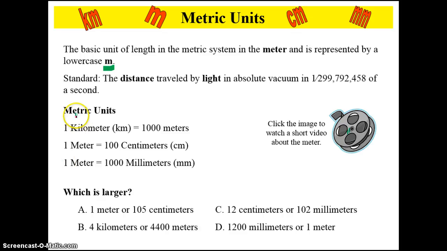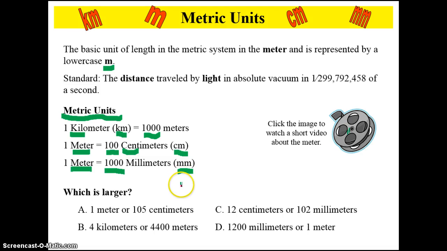All right, so if we look over here under metric units, these are some common expressions of length. If you see the word kilometer symbolized with the abbreviation km, that's equal to 1,000 meters. So 1,000 meters equals 1 kilometer. 1 meter will equal 100 centimeters. So you can actually see the word centi in there. That actually means 100. And the abbreviation for that is cm. And then 1 meter can also equal 1,000 millimeters. And that is symbolized with 2 little m's.